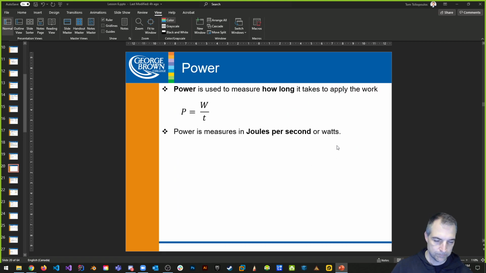Power. Power is related to work. Power is used to measure how long it takes to apply the work. So again, power would be work over time, or joules per second, also called watts. Okay, so power is work over time.